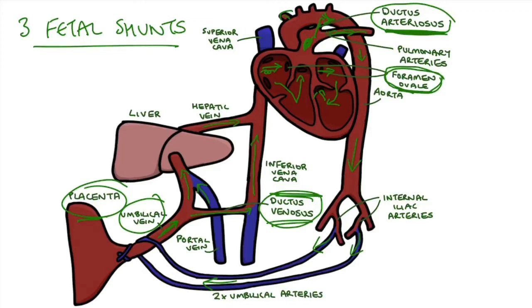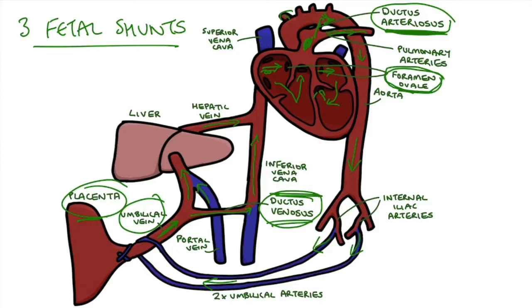At this point the foramen ovale closes and it just becomes a sort of notch in the right atrium and the left atrium called the fossa ovalis, but there's no actual hole there, and this allows normal adult-like circulation to happen after that first breath.